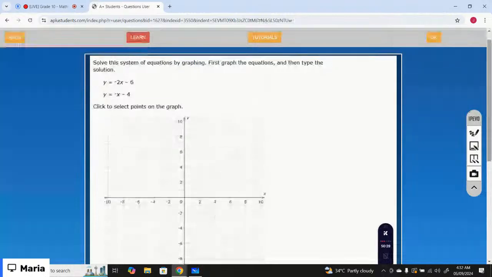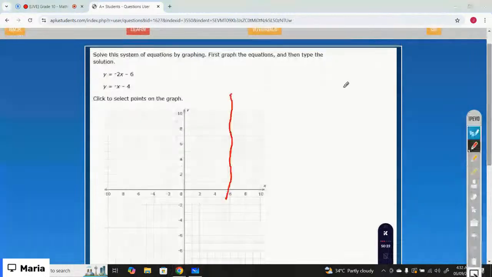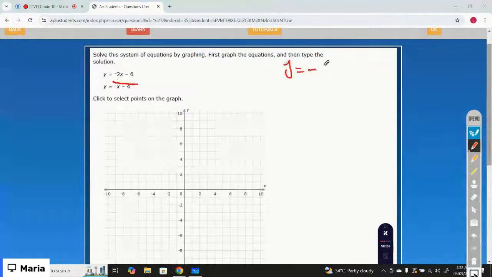Okay, so y equals -2x minus 6, right? So just look at the first equation. The y-intercept is negative 6, right? And the slope is negative 2 over 1. That means you need to move down 2 and right 1.